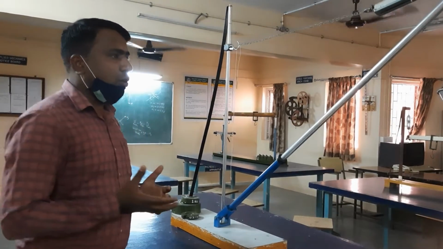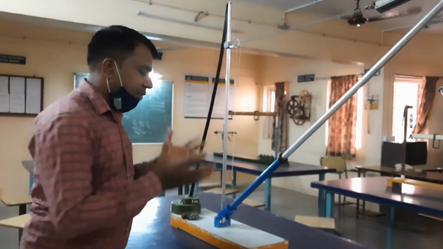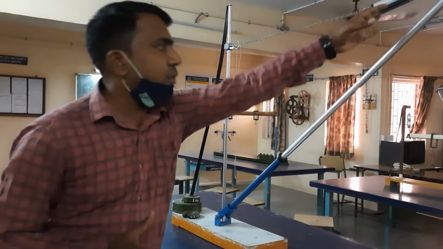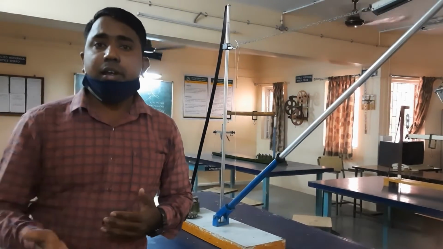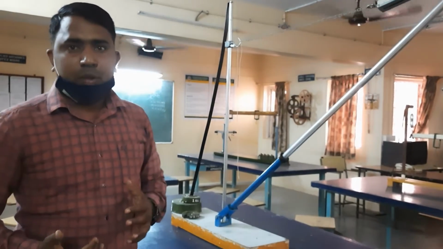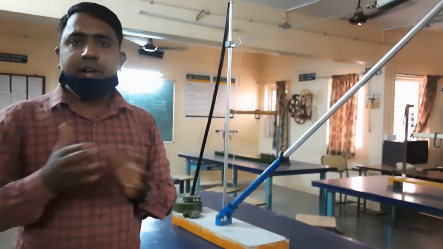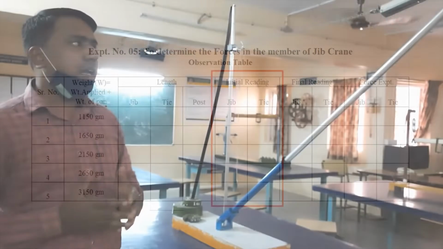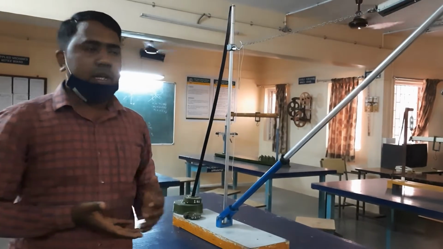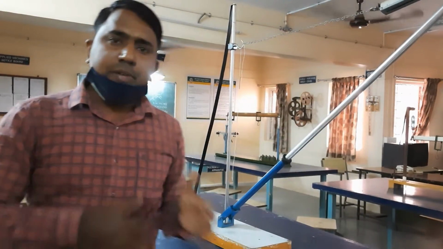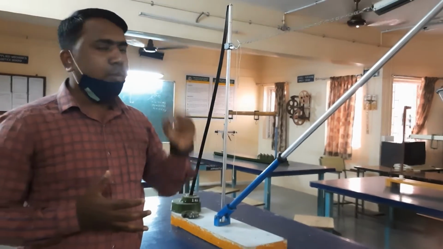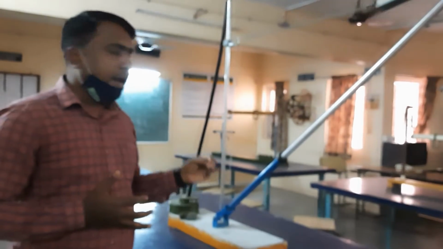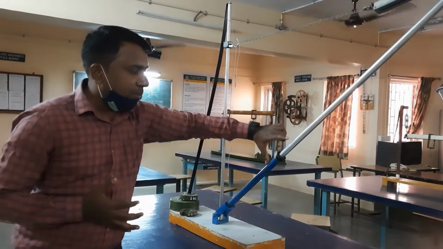When we are going to conduct the experiment, we have to check the spring balance, whether there is an initial reading in the spring balance or not. If there is any initial reading, we have to note it. For this purpose the next column is given, that is the initial reading. Then when we apply the load in the pan, we have to note the load acting in the Jib with the help of the spring balance.